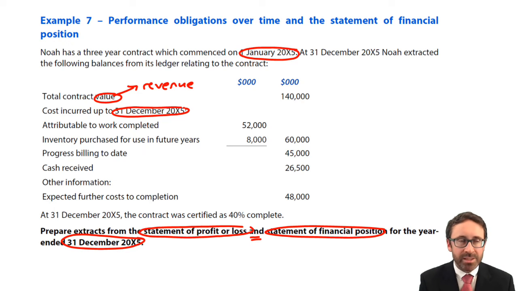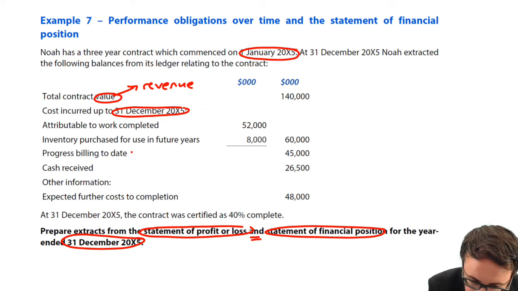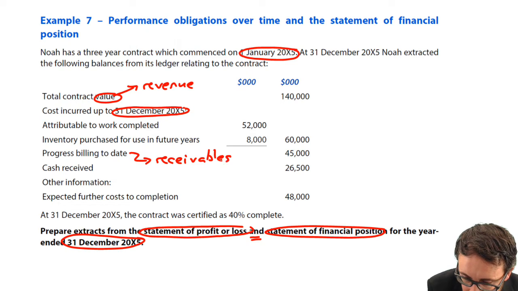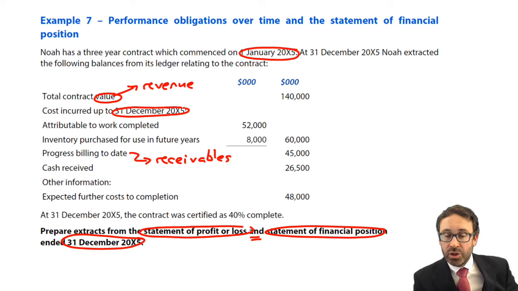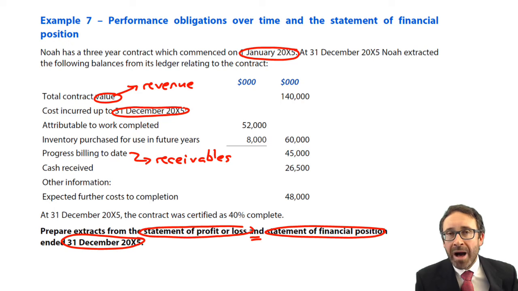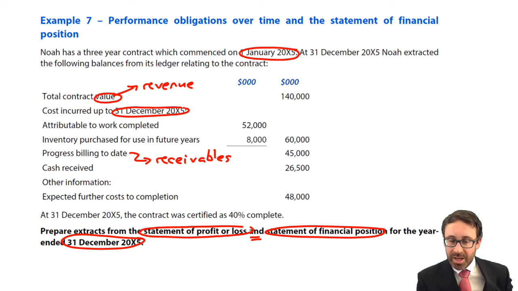You've got the progress billings to date. So that's the amount effectively that are your receivables. That's the amount that you've invoiced your customer in the year. And then you've got the cash received, which effectively is going to reduce the receivable balance by the 26,500.